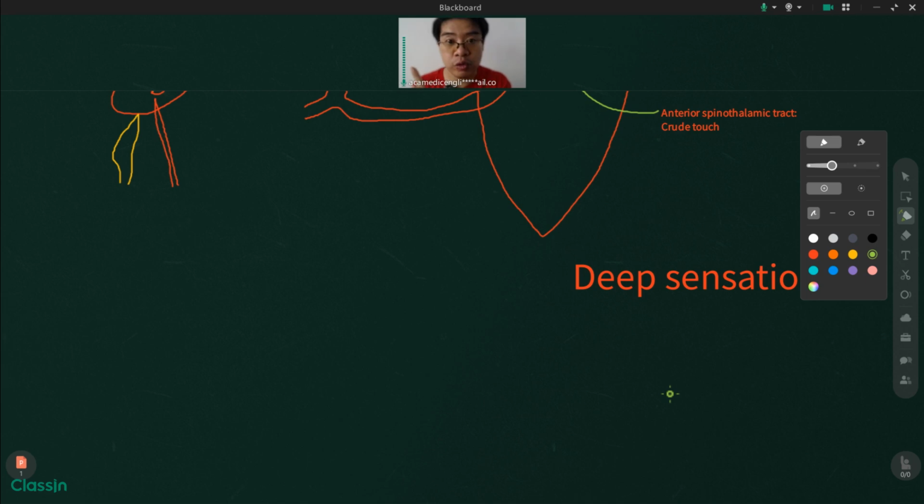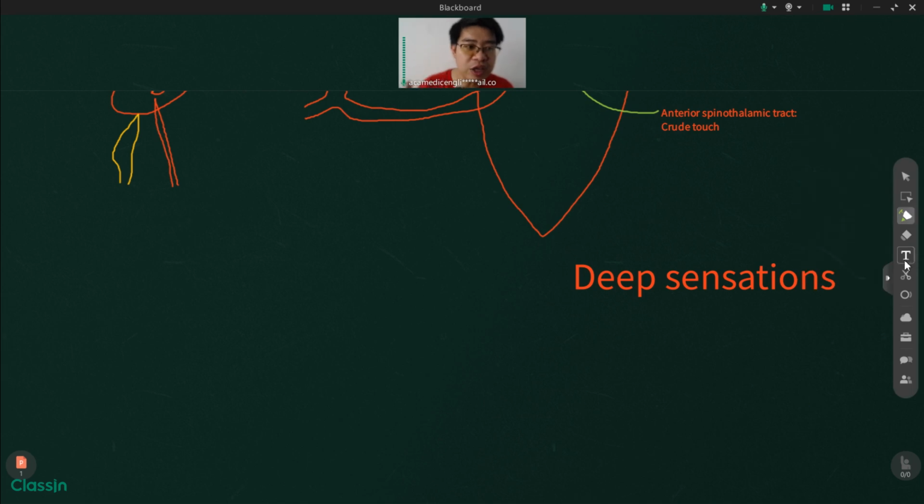Sensations from your muscles and tendons. Muscles and tendons have a type of sensation called proprioception, so that you can sense where your body is and where every single part of your body is in space, even if you don't open your eyes. Another one is the sensation of fine touch, which is pressure touch. All of those sensations you can actually feel, so you call that type the conscious deep sensation.